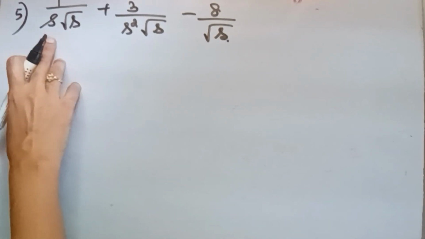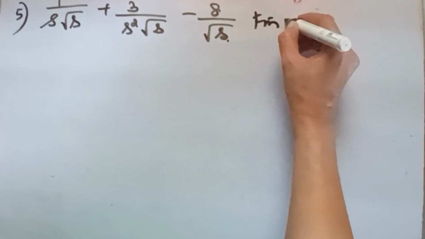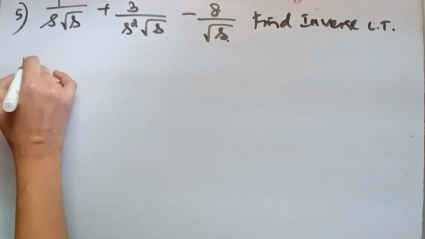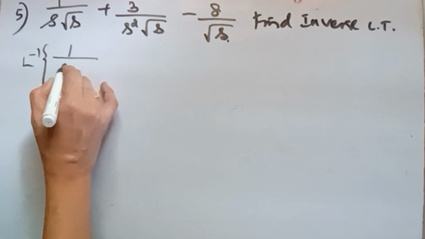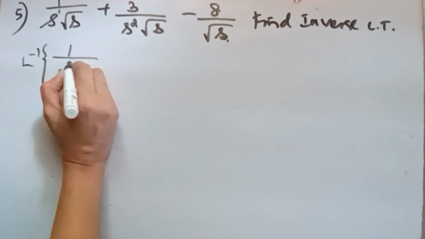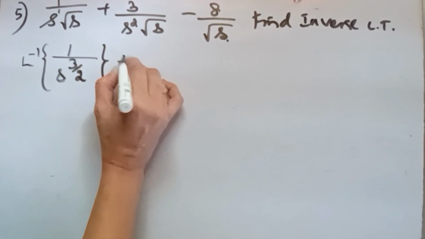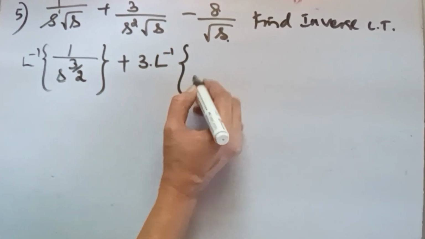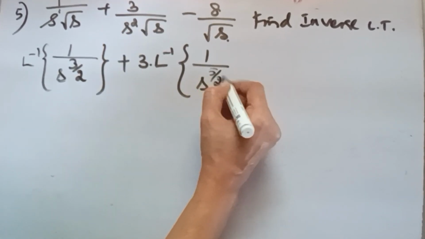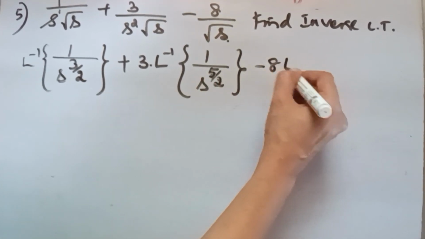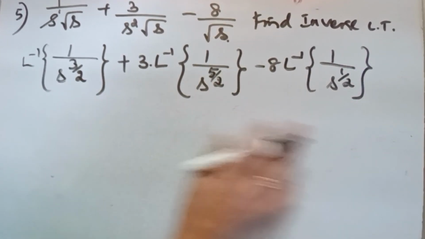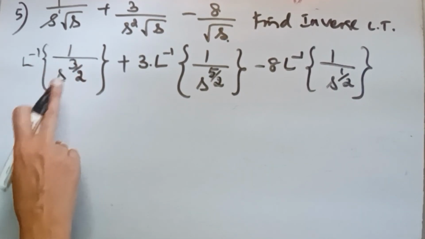See next one, find the inverse Laplace transform of this function. So inverse transform of 1 by s power 1 and root of s. When you add the power 1 plus 1 by 2, this becomes s to the power 3 by 2. Plus 3 is a constant, inverse transform of 1 by, this is also s power 2 plus 1 by 2, s power 5 by 2. Minus 8 constant, inverse transform of 1 by s to the power half. Okay. Now let us simplify. What is the inverse transform of 1 by s power 3 by 2?